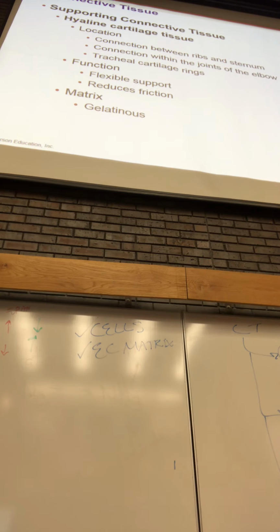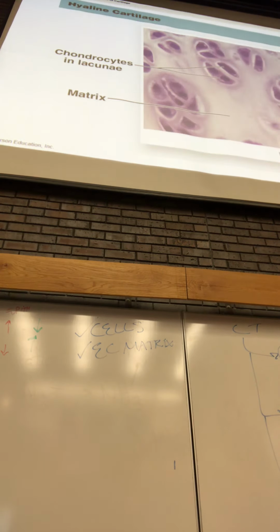So to recap, hyaline cartilage, common, joins ribs to sternum. It's the ends of our big bones that form joints. Around the windpipe. It's flexible, but it's also strong. And it looks like that.